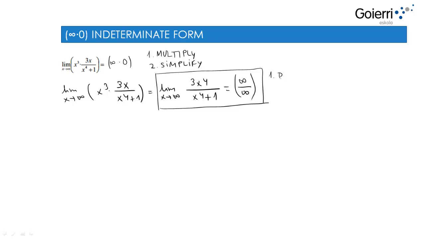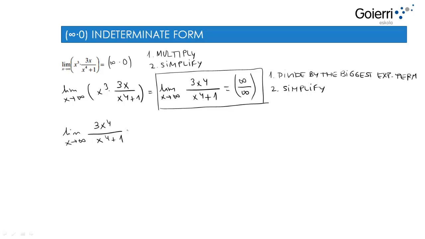And if you remember, we said that to solve infinity over infinity kind of indeterminate form, we have to divide all the terms by the biggest exponent term and then simplify. So if we analyze this function, here the biggest exponent term is x to the fourth. So we have to divide all the terms by x to the fourth.